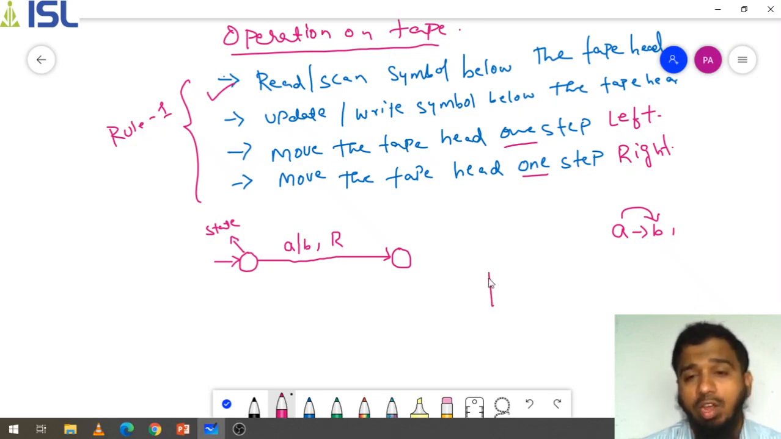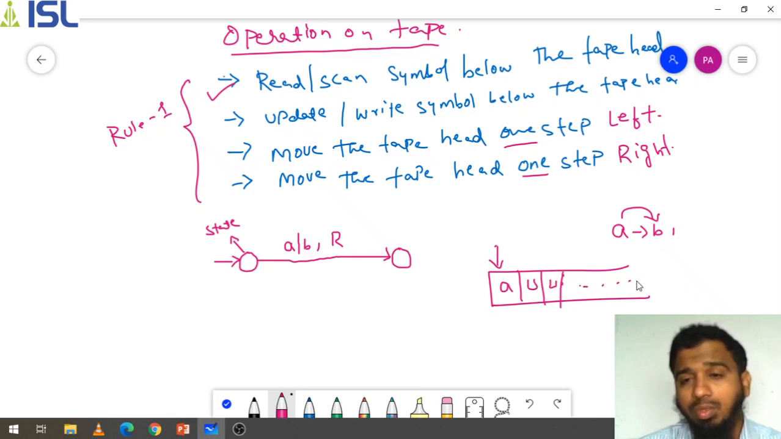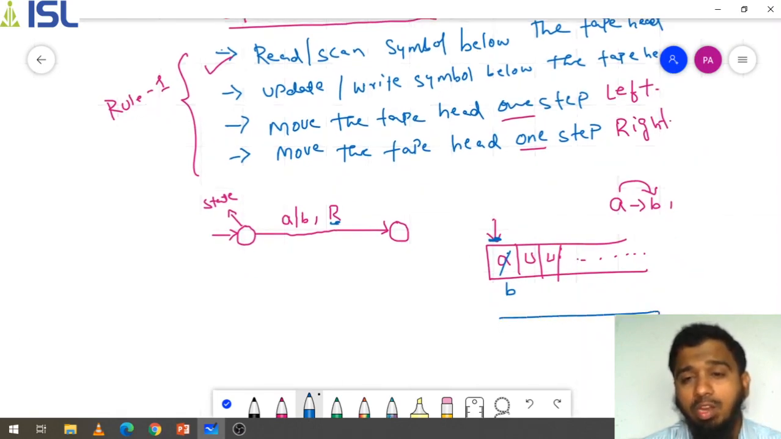Clear? Like here, if I draw the tape, this is A, a simple example, and this is my head, and consider all the others are empty, blank, only one is there. So A, first read and scan this one, the symbol below the tape, update and write. I am cutting this A and writing B here, and move the tape to right. So in the next step my answer will be B, and this will be blank, blank, and so on, and my head will be here.